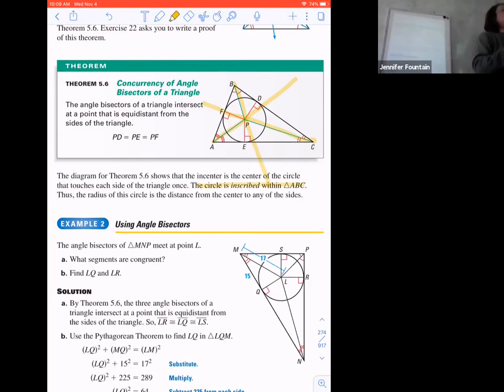Circumscribed outside, inscribed inside. Okay, so you're going to need to know those terms. Circumscribed is going to be on the outside of the triangle. Inscribed means it's inside the triangle. And it says, thus, the radius of this circle is the distance from the center to any of the sides. So think about, we know what the radius of a circle is, right? What is the radius of a circle?